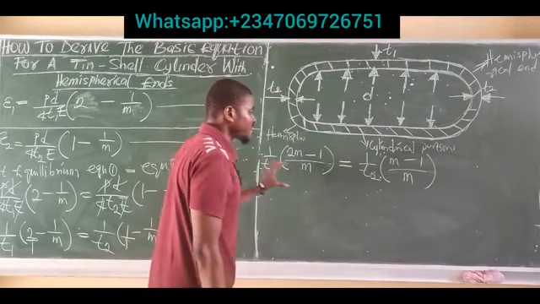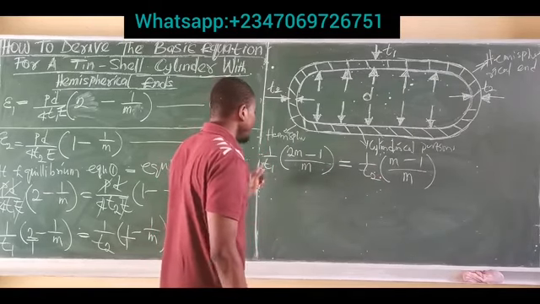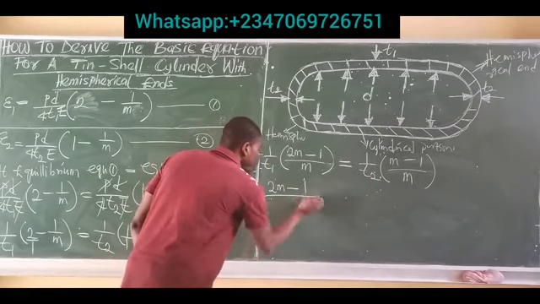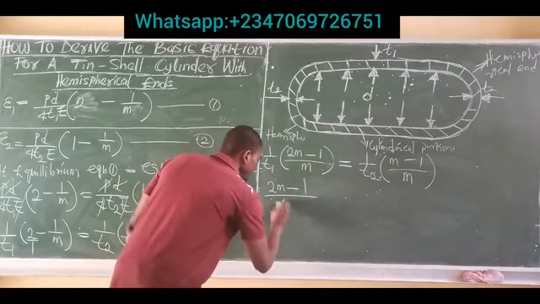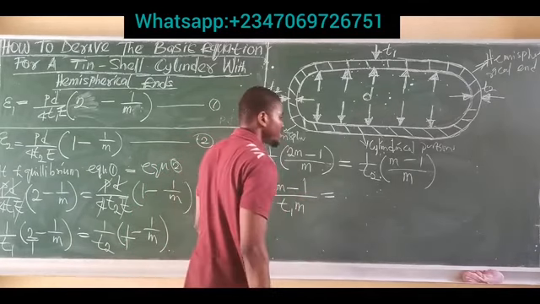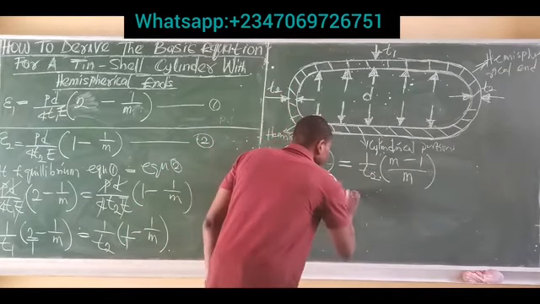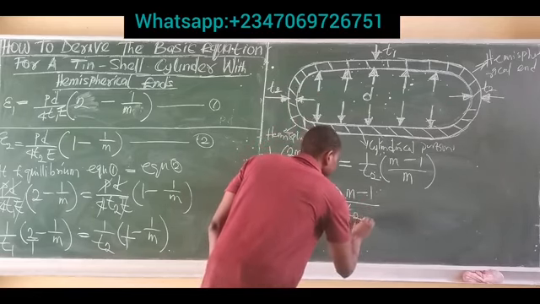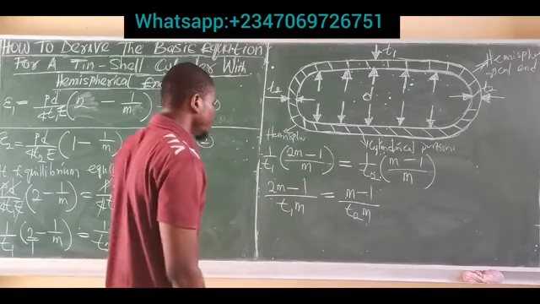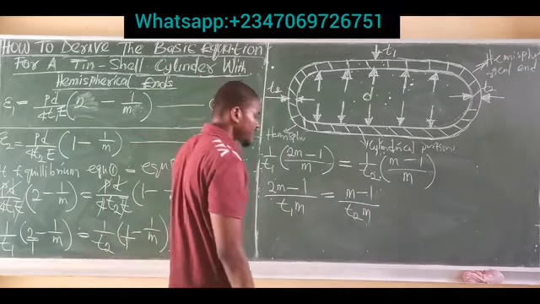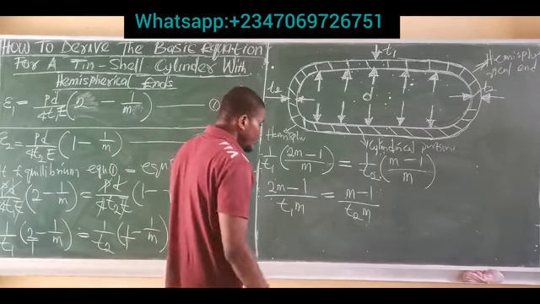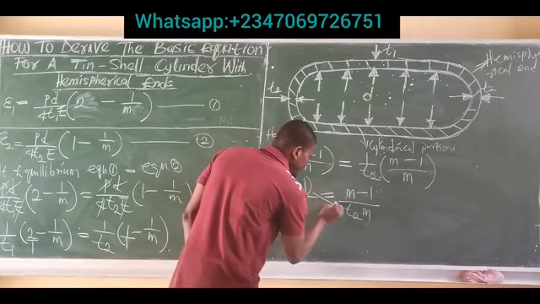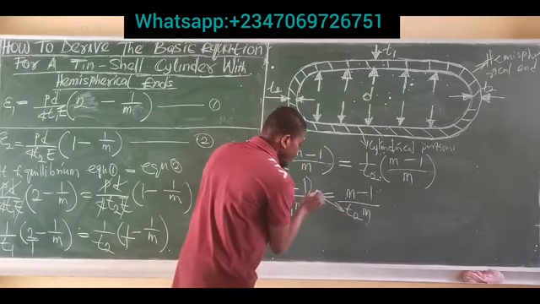At this point, let's expand the bracket using the terms outside. 1 multiplies everything in the numerator here, which remains 2m minus 1, all over T1 multiplies m, which gives us T1 m. And this is equal to, same thing, 1 multiplies everything here, which remains m minus 1, all over T2 multiplies m, which remains T2 times m. Now this is what I will do at this point. Simply cross multiply.